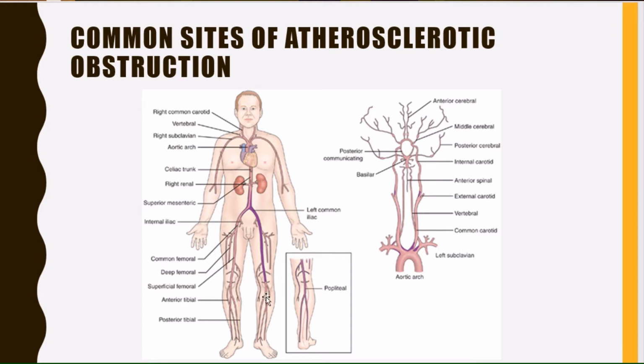Most of the time you may see it in the femoral and the popliteal artery, because the common surgery you will see is the femoral popliteal bypass graft. So that is the most common surgery for peripheral arterial disease. We're going to look at a case study.